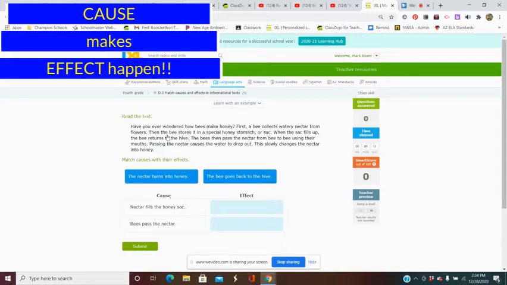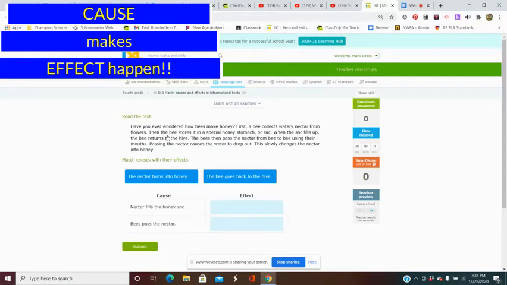Have you ever wondered how bees make honey? First, a bee collects watery nectar from flowers. Then the bee stores it in a special honey stomach or sac. When the sac fills up, the bee returns to the hive. The bee then passes the nectar from bee to bee using their mouths. Passing the nectar causes the water to drop out, and this slowly changes the nectar into honey.